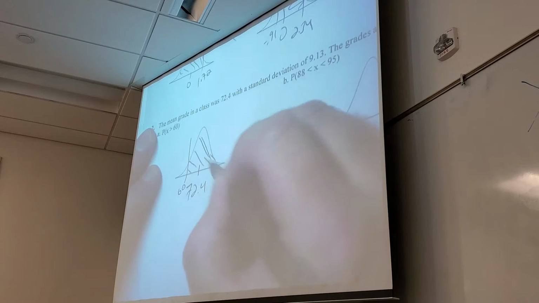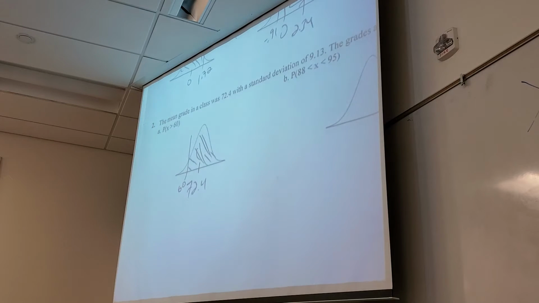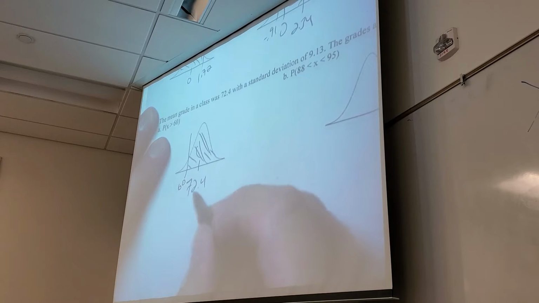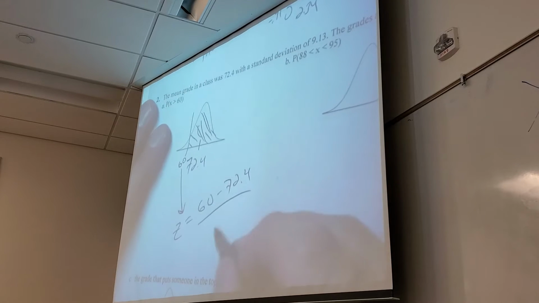So I know the answer is going to be bigger than 50%. You see what I mean? So if you get like 9%, you know you're wrong. You probably forgot to do 1 minus to get the other side. What do I have to do now? Make this into a z-score so I can use that chart of answers.